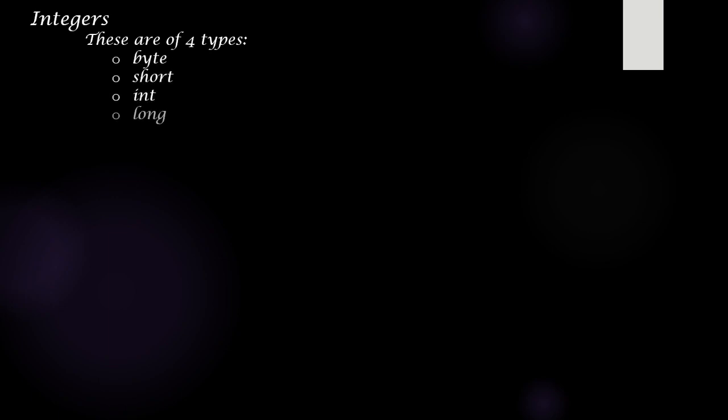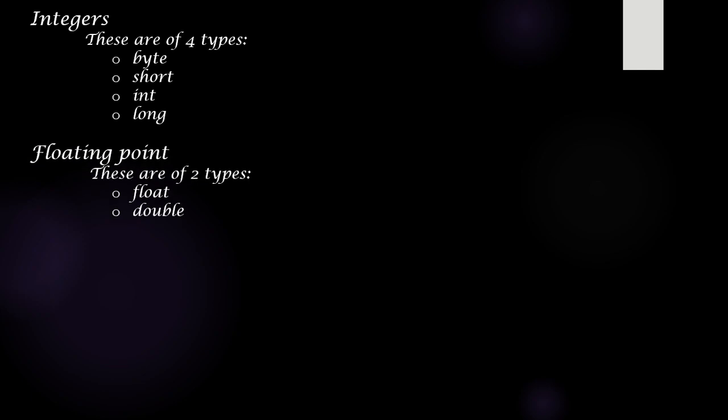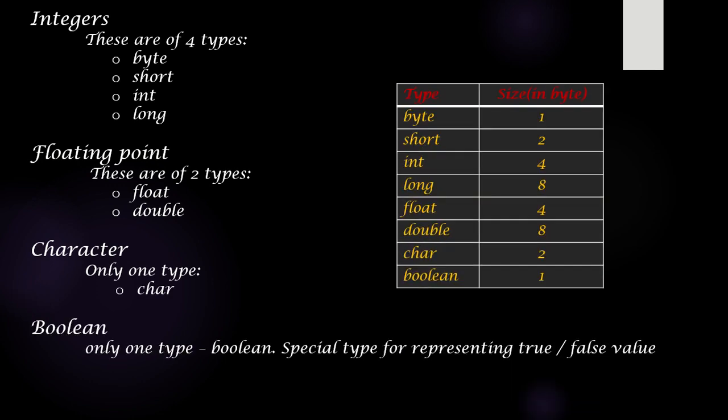Now let us go into further details. Integer is further classified into four types. They are byte, short, int, long. Floating point is of two types, float and double. Character is only one type, char, and boolean is also of one type, a special type used for representing true or false value. So this table shows the available size of these types of data.